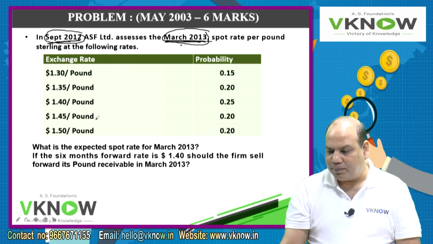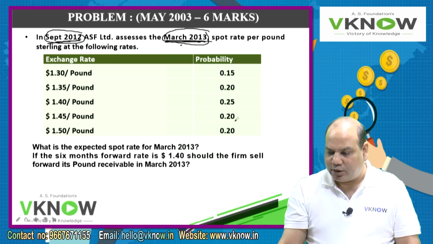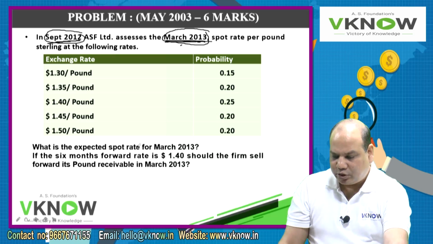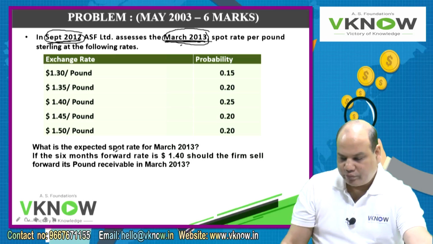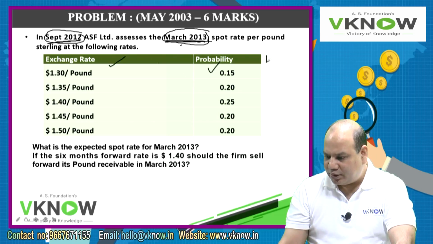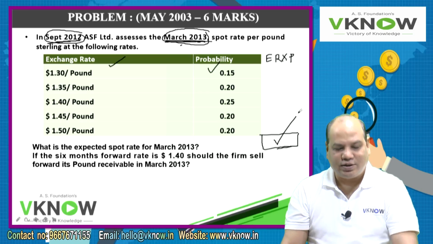So these are the 5 possible exchange rate in March 2013, and these are the probabilities that these rates will be realized. The question is, what is the expected spot rate for March 2013? It is like asking a school level question. How do you calculate the expected spot rate? You will multiply exchange rate into probability. Exchange rate multiplied by probability, then you take the total, and this is your first answer, and you get 3 marks for that. Amazing.